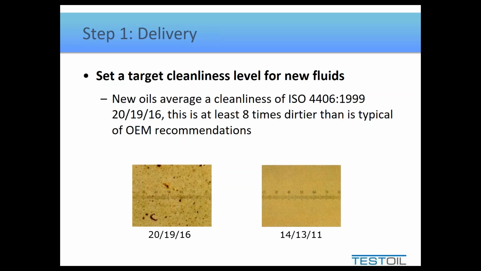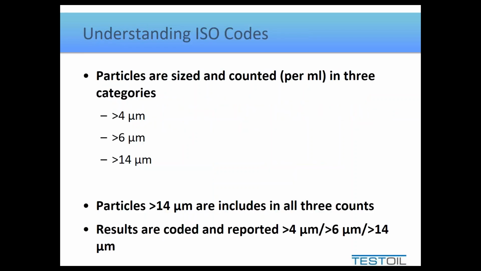Now, since I'm talking about ISO codes, let's all get on the same page on that one, because I know some people don't understand ISO codes, or at least it's a bit of a mystery to them. So when we talk about ISO codes and we give 3 numbers, what we're actually referring to is 3 size ranges that we have for particulate. So the 3 size ranges in order are greater than 4, greater than 6, and greater than 14 microns. These are all how many particles were counted in that range per milliliter of fluid.